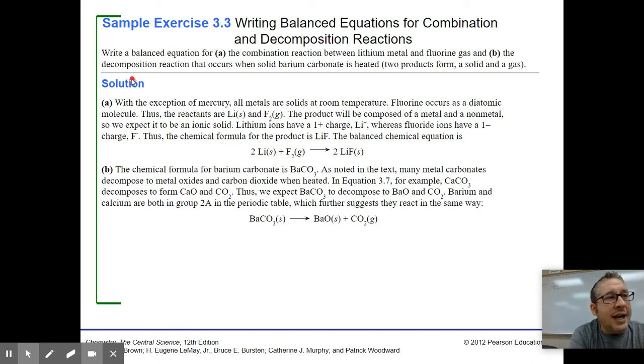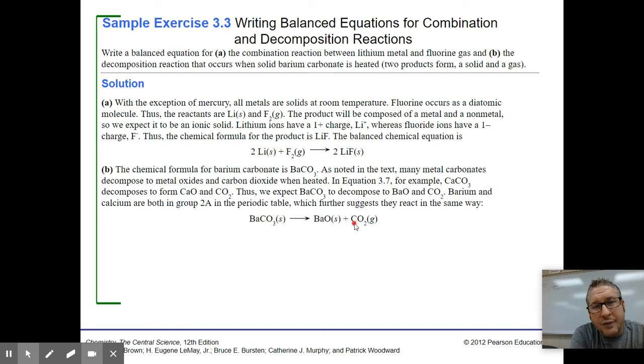Next, the decomposition reaction that occurs when solid barium carbonate is heated. You'll have two products that form, one being a solid and one being a gas. So again, solid barium carbonate. Get the formula BaCO3. Barium is a +2, carbonate is a -2. So when you put them together, you get BaCO3 yields BaO, a solid, and CO2 gas.